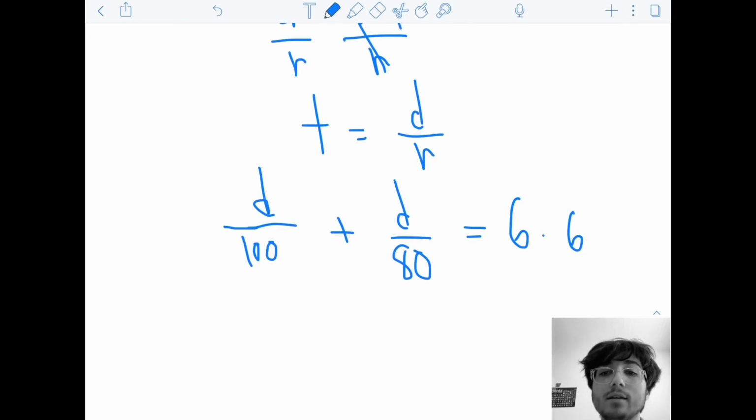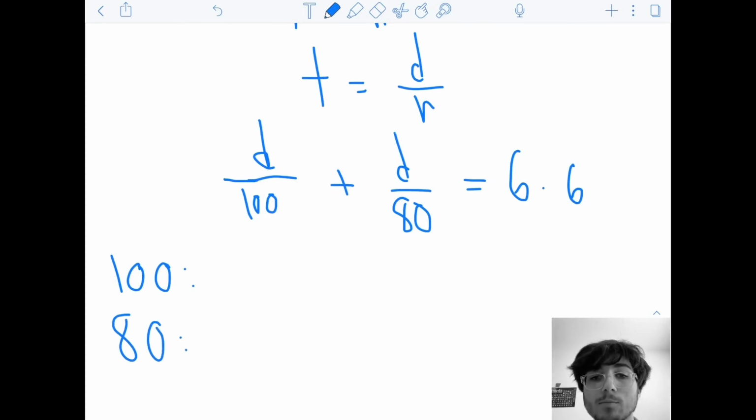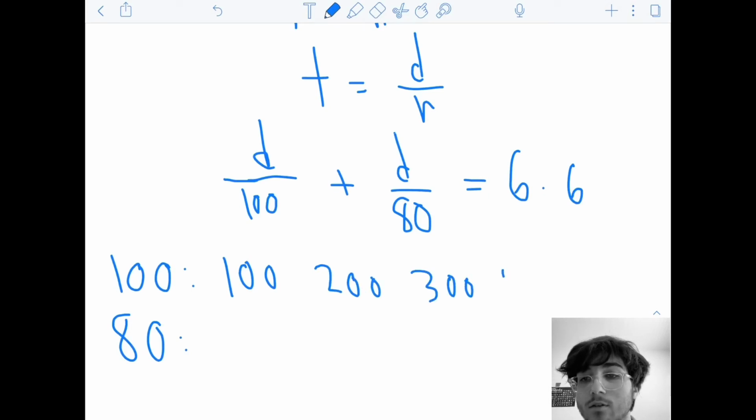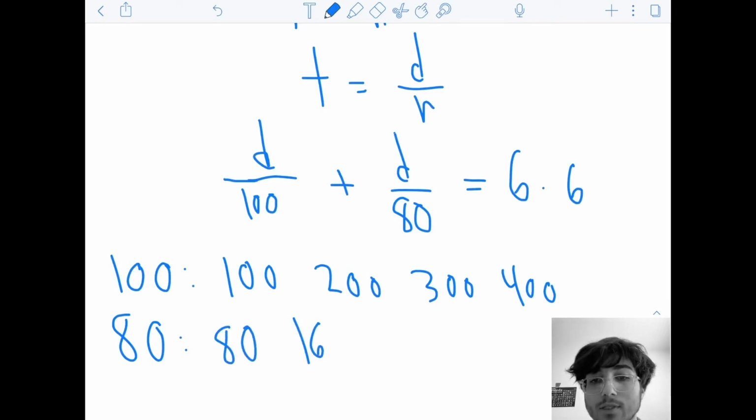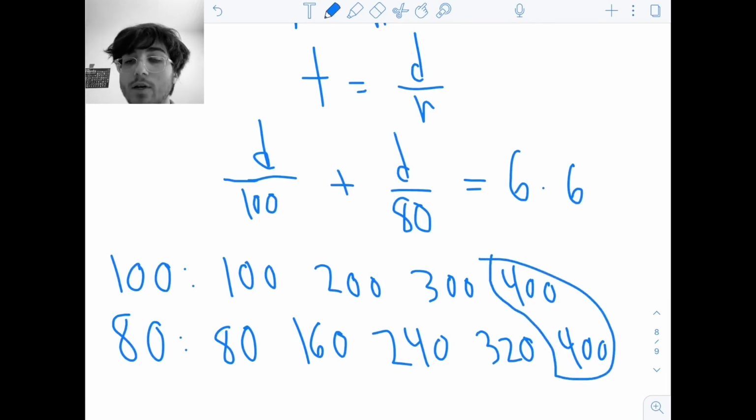So to add these two together, we have to find the LCD, the least common denominator. So let's find the LCD of 100 and 80. So let's write the multiples of 100. There's 100, 200, 300, 400, and so on. And for 80, there is 80, 160, 240, 320, and 400. So as you can see, the least common denominator is 400.